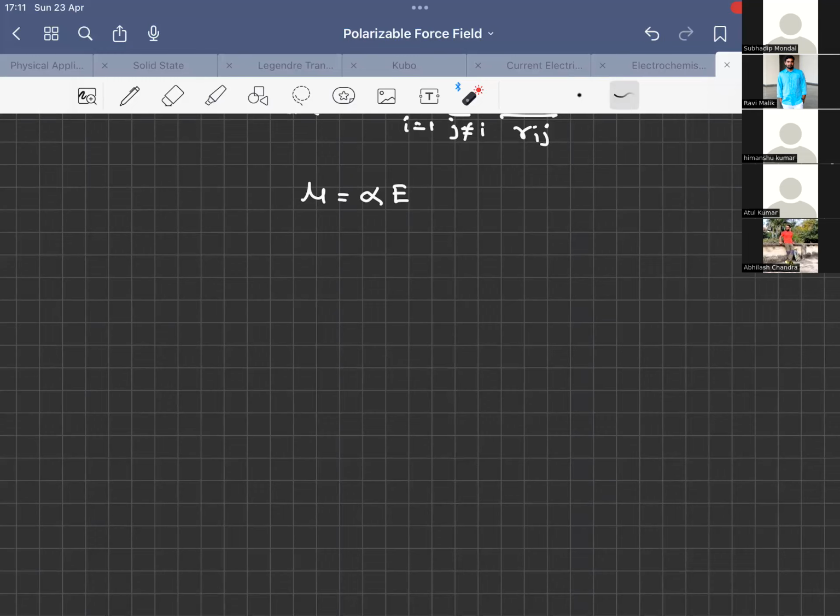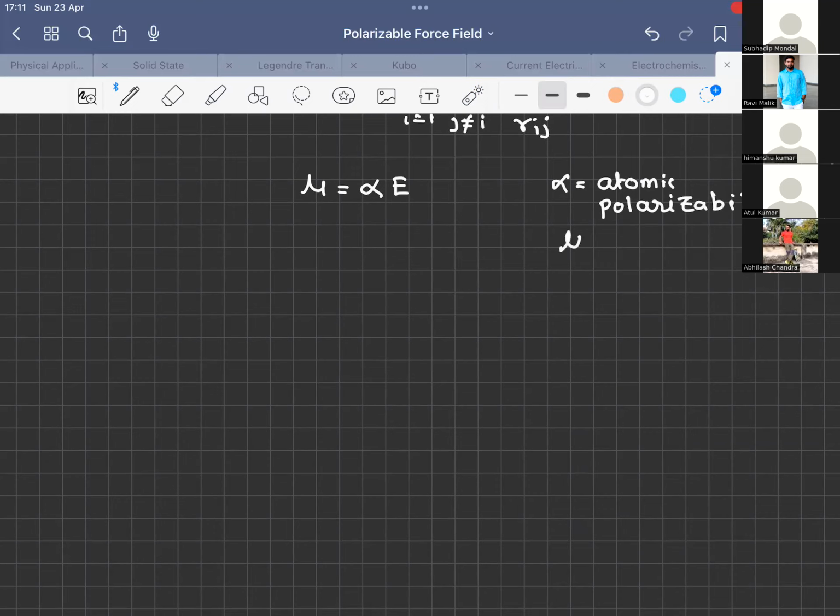This total electric field is generated from the permanent atomic charge assigned to each and every atom, and the contribution of the other induced dipoles. I'll discuss this later. This is the most fundamental equation: the induced dipole equals polarizability times the field, where alpha is the atomic polarizability, mu is the induced dipole, and E is the total electric field.